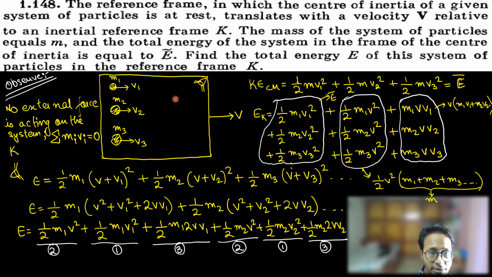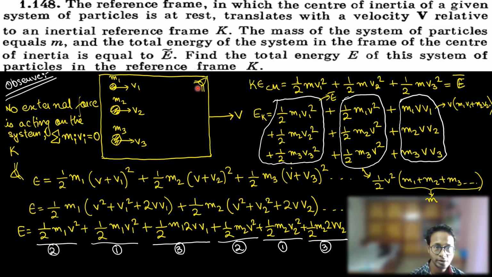So if the system is not moving anywhere, what will happen? The velocity of center of mass is equal to 0, and if the velocity of center of mass is equal to 0, the net momentum of the system is equal to 0. You're getting what I'm trying to say? This box, as seen by this frame of reference, is not moving anywhere.